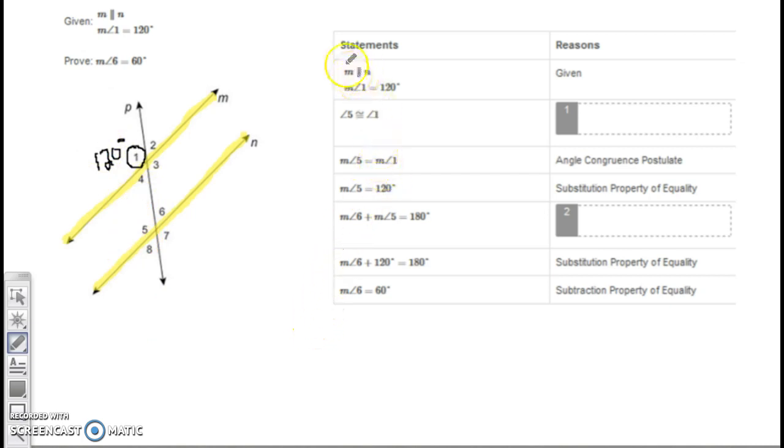Okay, so we have our given information. And then it says angle 5 is congruent to angle 1. So let's look at those angles on our picture and figure out why they're congruent. So angle 5 and angle 1. Those are on the same side and I skipped an angle. That's called corresponding angles. Those are congruent because they are corresponding.